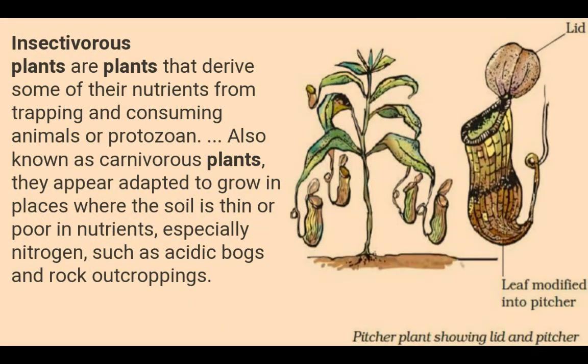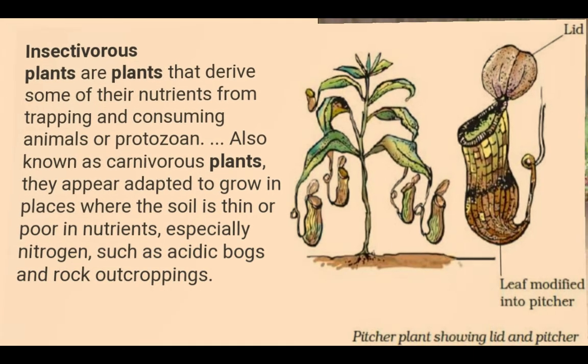Next, insectivorous plants. Insectivorous plants are plants that derive some of their nutrients from trapping and consuming animals or protozoa, also known as carnivorous plants. They appear adapted to grow in places where the soil is thin or poor in nutrients, especially nitrogen, such as acidic bogs and rock outcroppings. There is also a picture of a pitcher plant showing the lid and pitcher.